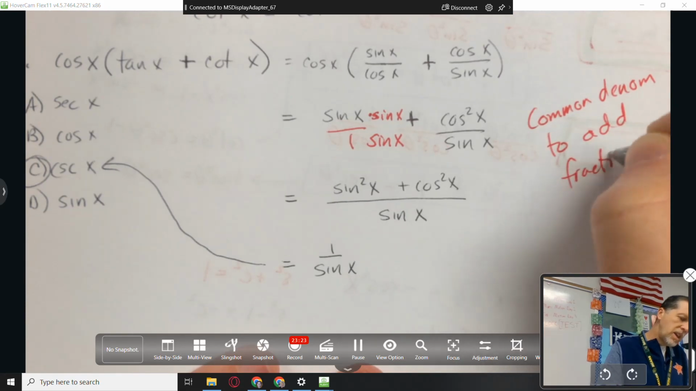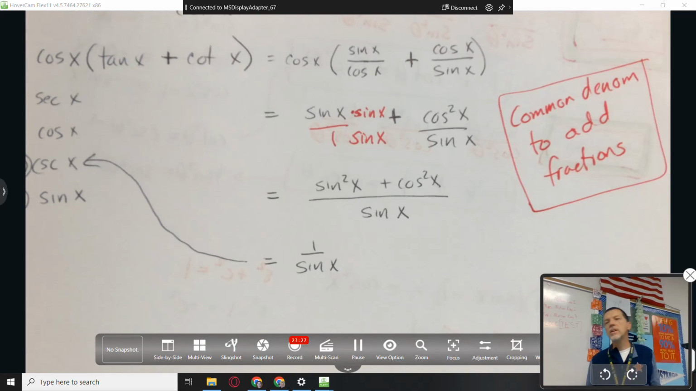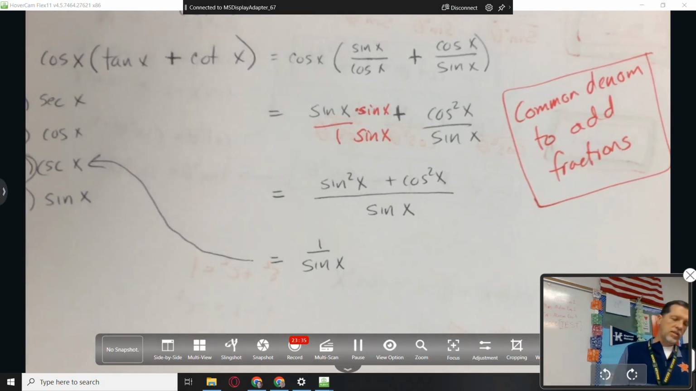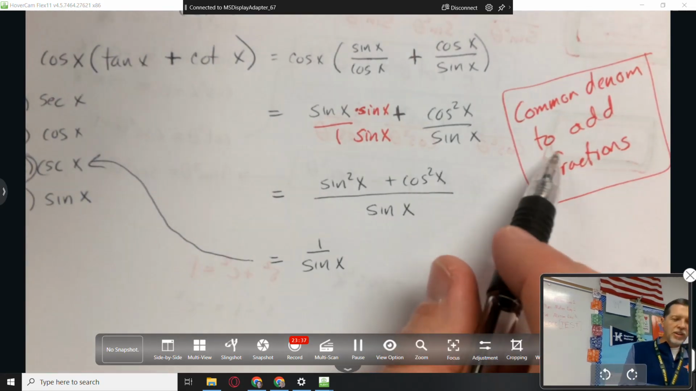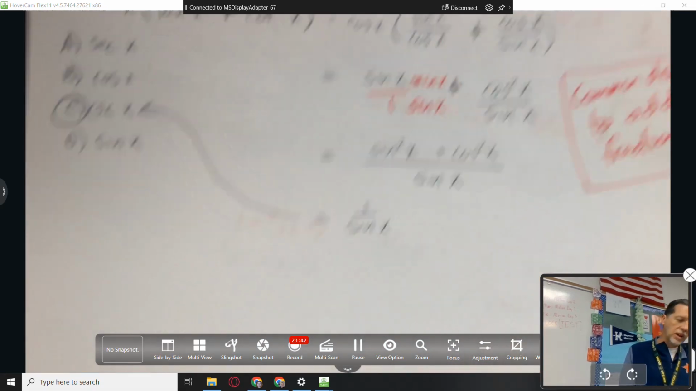So sort of the key point of that problem was you need a common denominator to add fractions. Now, you know that already, but we haven't done that with sines and cosines. So that's one of the techniques we're going to see today, and that's one of them, get a common denominator.